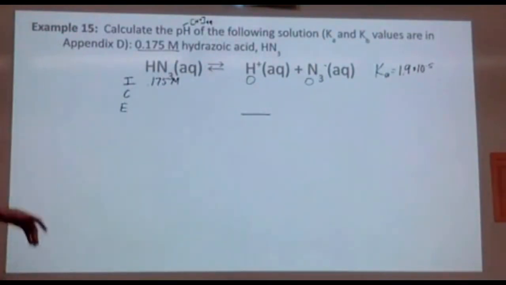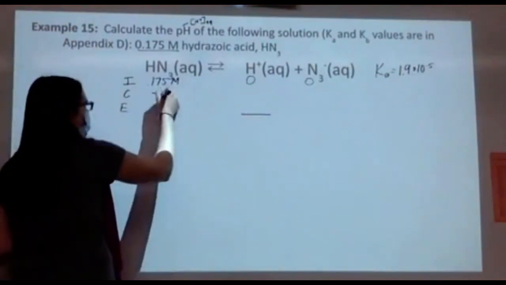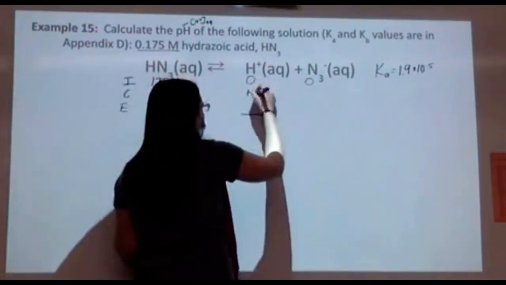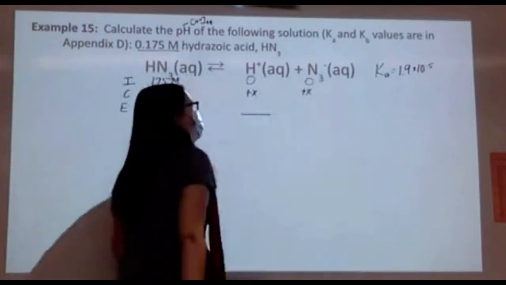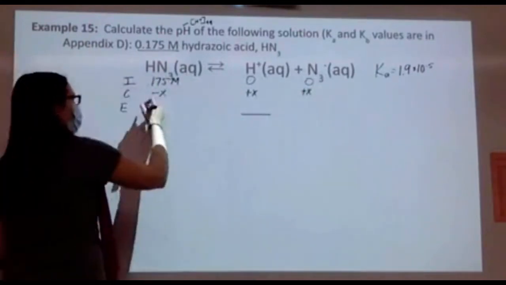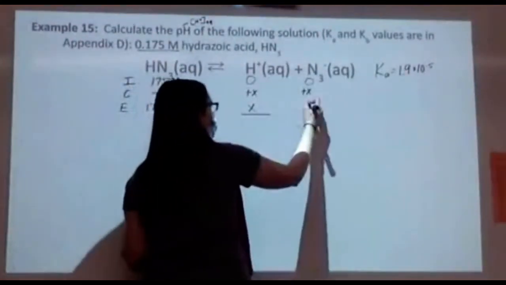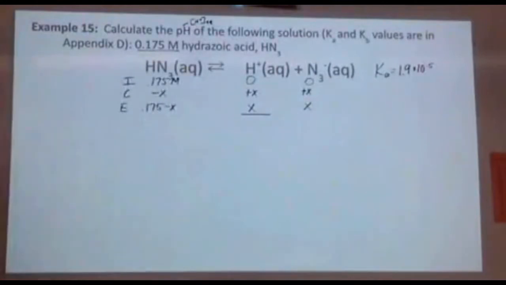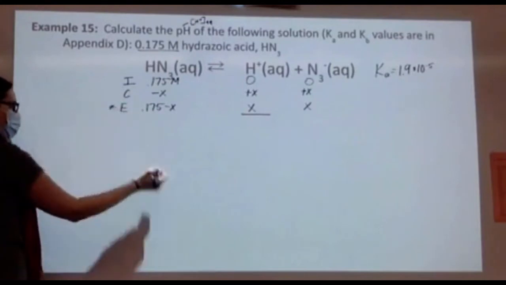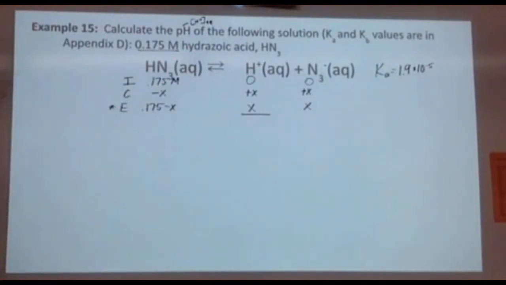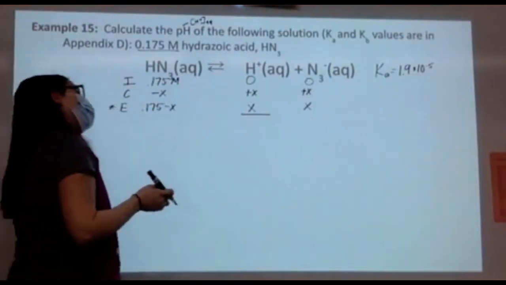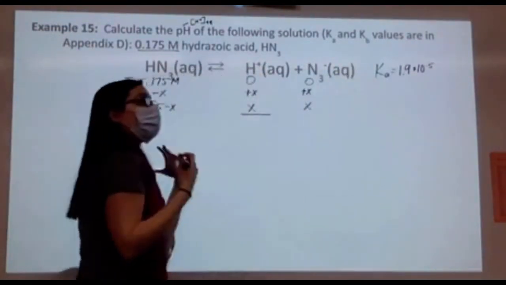They didn't give me anything else for the ice table. I'm going to use X's. So minus X, plus X, plus X. So 0.175 minus X, X, and X. And now I have equilibrium information. Well, I also have Ka. When you have X's in the ice table, you should have a Ka value.